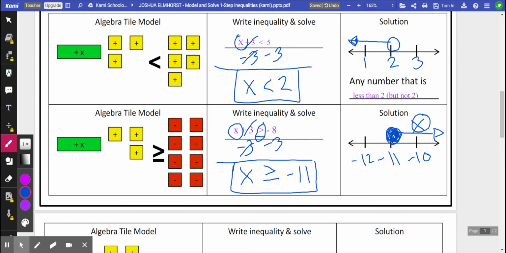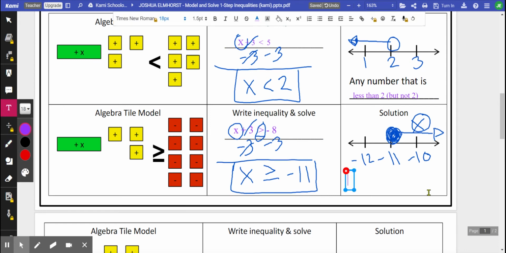Okay, and then let's make a statement here. Any number that is -11 or greater than -11, going positive. Okay, so just as a statement, to finish this: any number that is -11 or greater than, because it's equal to, we can include it.